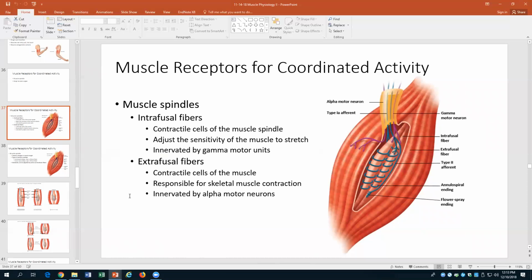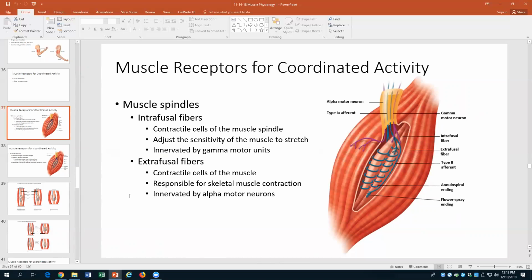Question? Just to clarify, the alpha motor units are... Correct. The alphas are going to the extrafusal fibers, and the gammas are going to the intrafusal fibers. Any questions, guys? Any questions on this? I hope that answered your question.